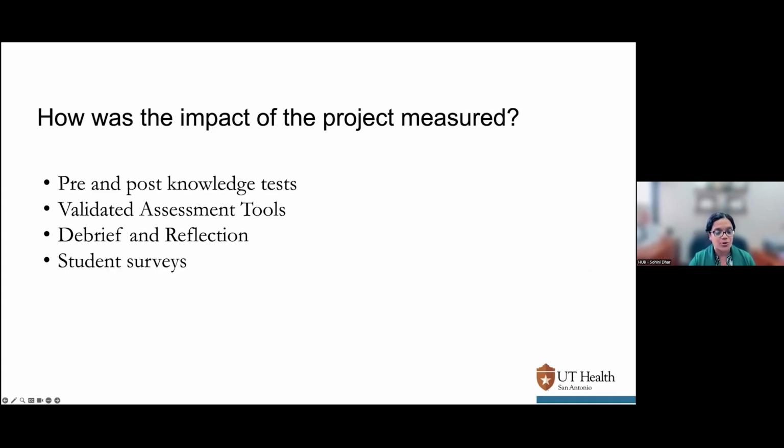We had pre-post knowledge tests for all the participants. There were validated assessment tools that we used to assess the participants' viewpoints on interprofessional education. There were debriefs in person, and there were written reflections at the end, followed by student surveys. And in the interest of time, I would only share a snapshot of each of these measures with you before we move on to the later part of the presentation.